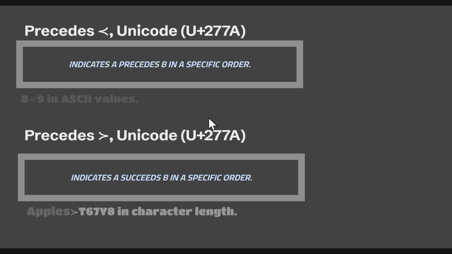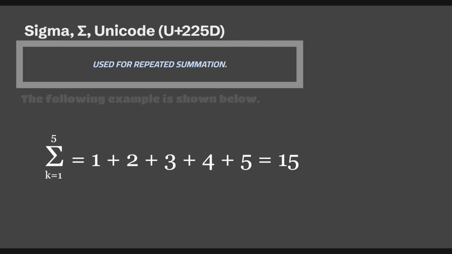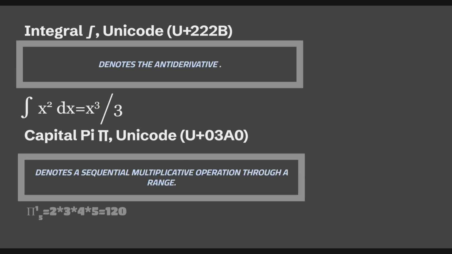The precedes symbol indicates A precedes B in the specific order. The succeeds symbol indicates A succeeds B in the specific order. Sigma denotes repeated summation through a range. Integral denotes antiderivative. With subscript and superscript, it can also denote the definite integral, the area under a curve. Capital pi denotes a sequential multiplication operation through a range, similar to sigma.